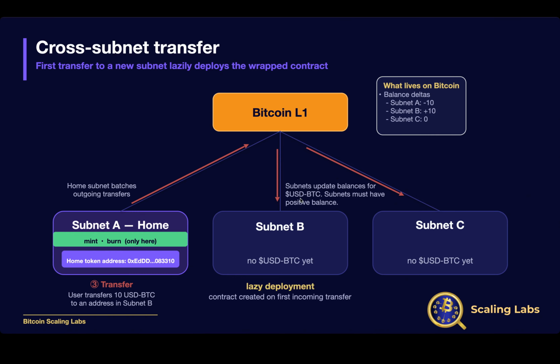And when this happens, what we call lazy deployment takes place. The contract is created on the first incoming transfer on every other Bitcoin-IPC subnet. In this case, there will be a wrapped representation of USD BTC on subnet B with the same name, symbol, and decimals as on the home subnet, because the subnet knows this information from Bitcoin. And now the subnet can actually mint the 10 received tokens to the recipient address.